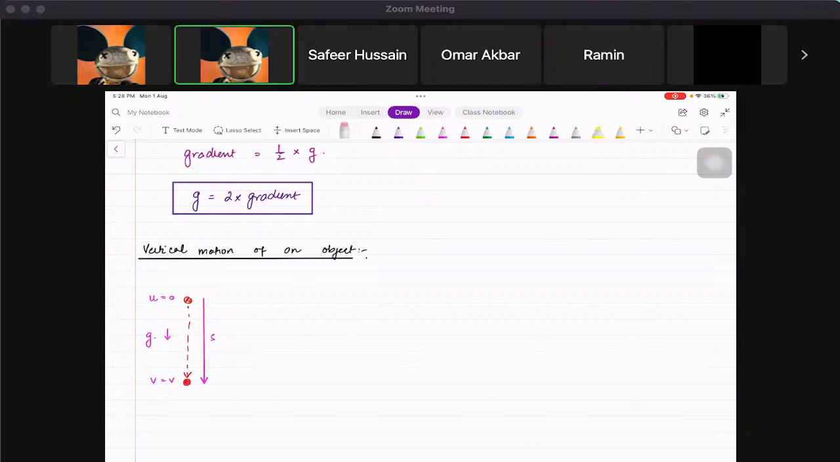Now, remember, and this is very important to understand, that if the direction of velocity and g are the same, we take g to be plus 9.81 meters per second square. Is it clear?